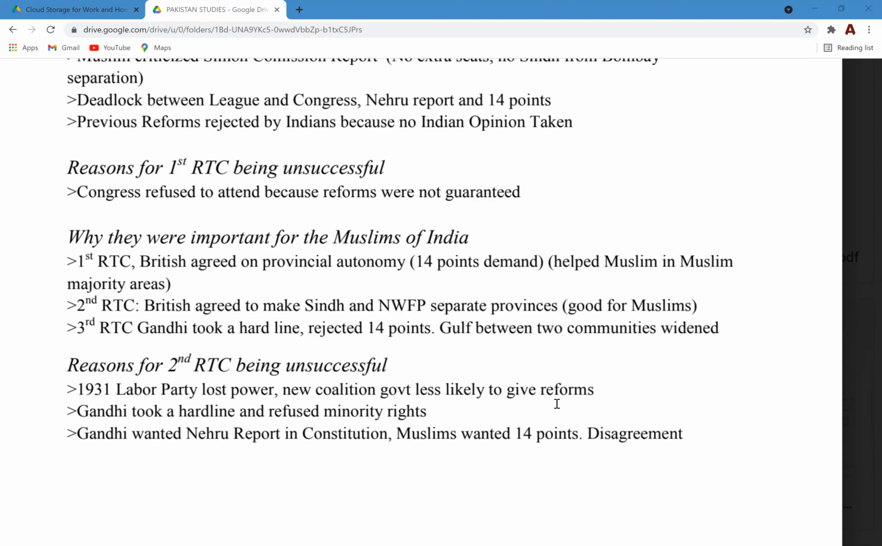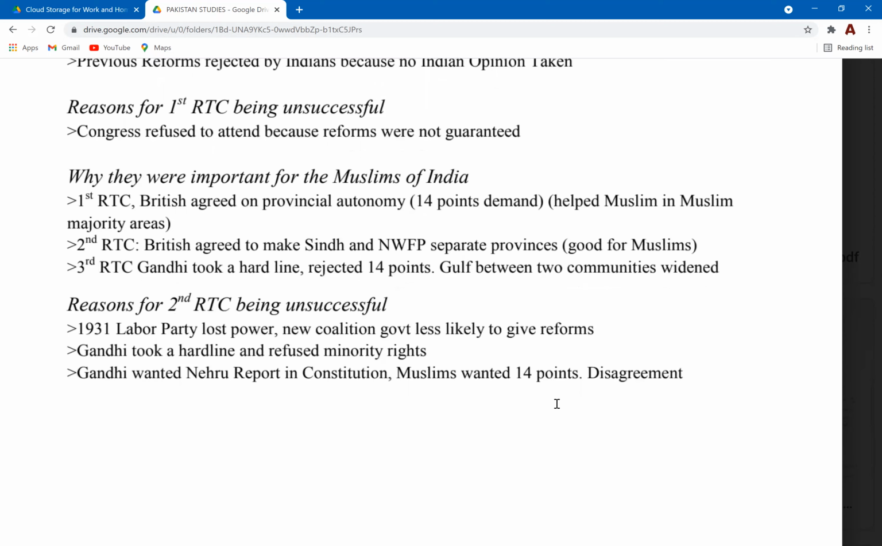All right, so now the second roundtable conference. It was also unsuccessful. Why? Because if you remember, we talked about these elections in Britain, the Conservative Party and the Labour Party. There was an election about to take place in the UK between the Conservative and the Labour parties. What happened was the Labour Party lost power, and the new Conservative government was less likely to make any reform. They were not interested in making any reform in India. So this was a reason why the conference failed.